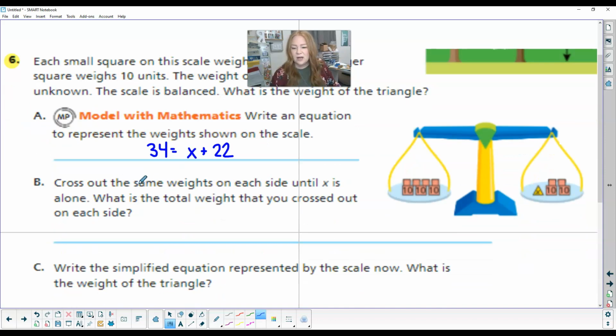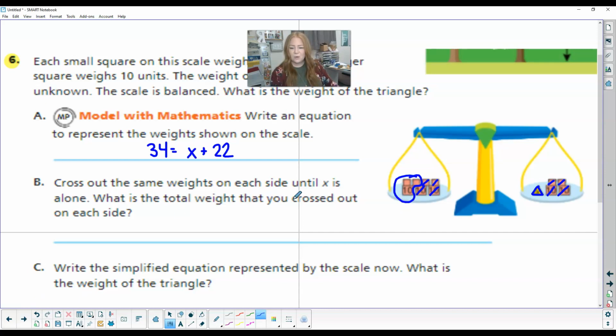So now it wants us to cross out same weights on each side until x is all alone. So what is the total weight you crossed out on each side? Okay, so if I remove this one, that will get rid of that one on that side. I'm going to remove this one, which gets rid of this one. I'm going to remove this one, which gets rid of this one. And this one gets rid of this one. So now I have x all alone, and I can see what is left on this side.